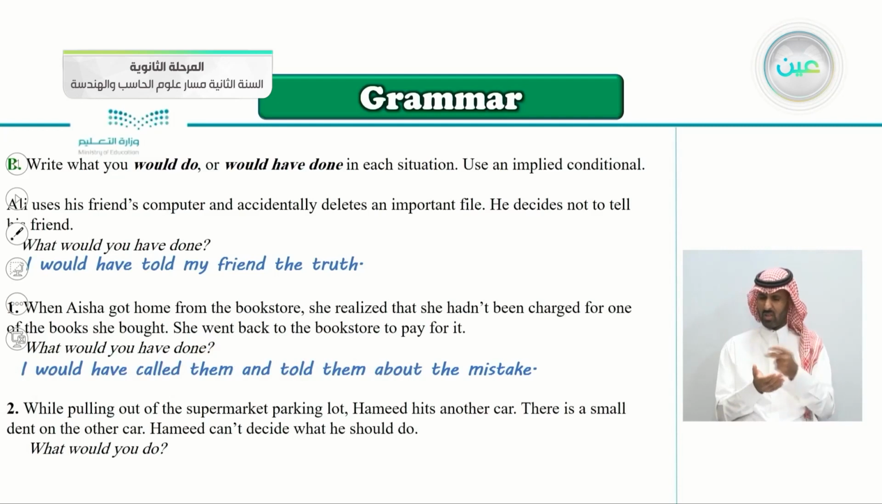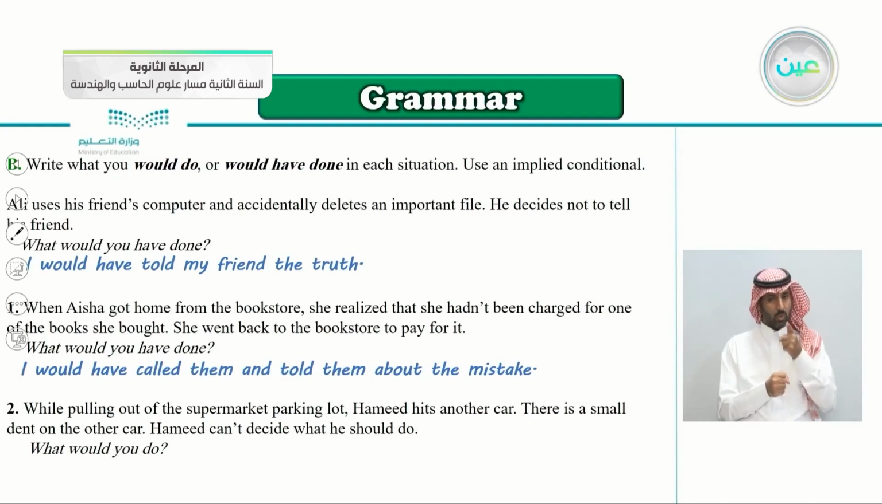Number 2, while pulling out of the supermarket parking lot, Hamid hits another car. There is a small dent on the other car. Of course, the owner of the other car is inside the supermarket. Hamid can't decide what he should do. So what would you do there?